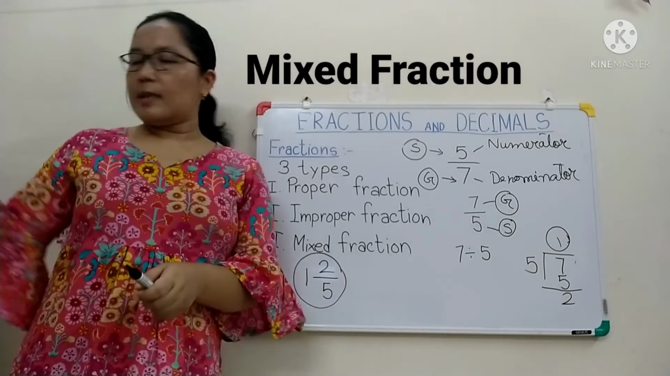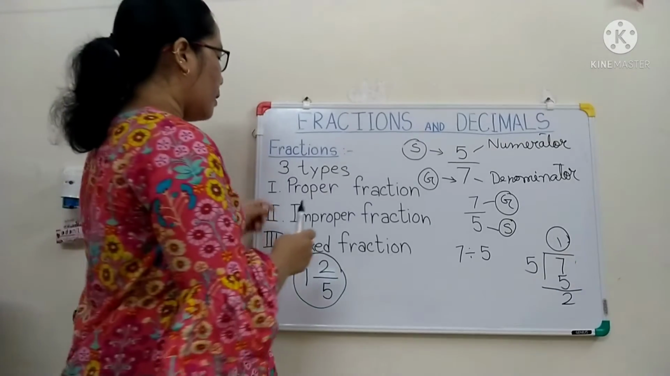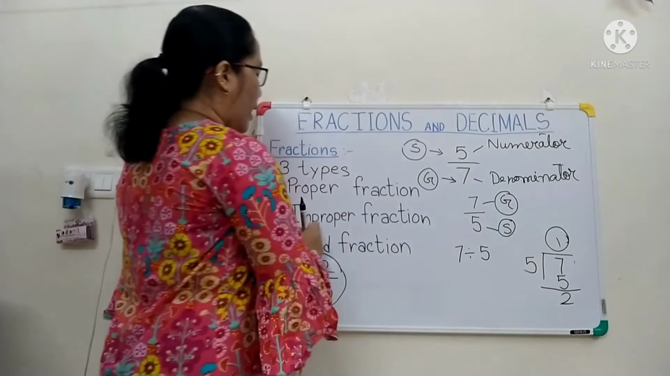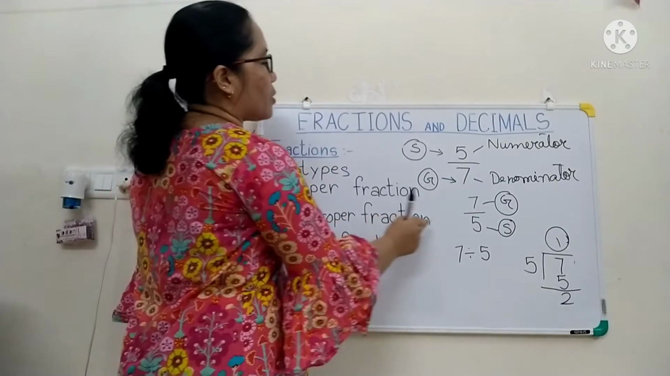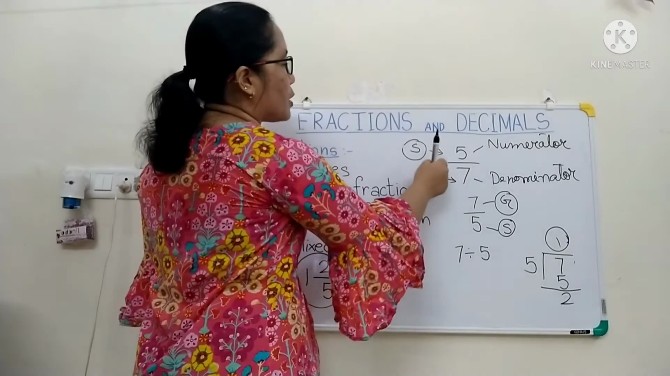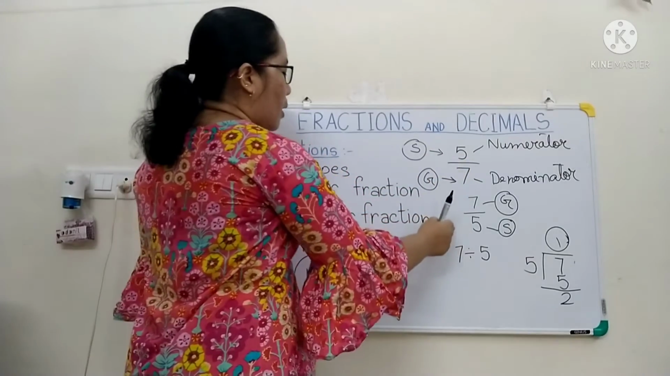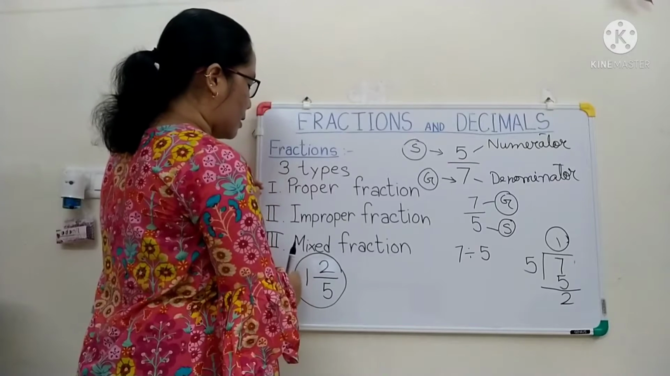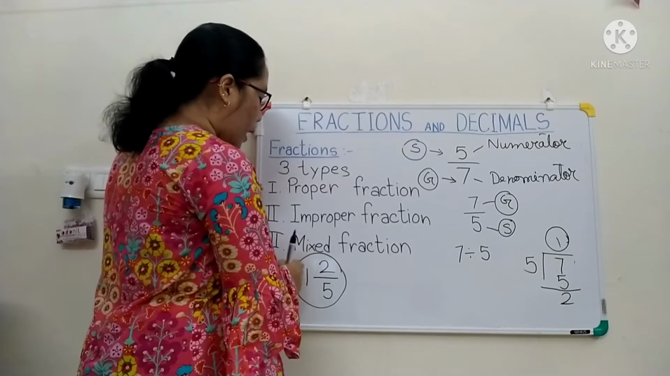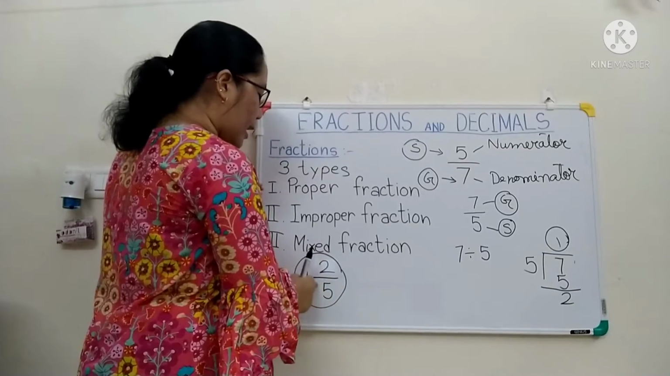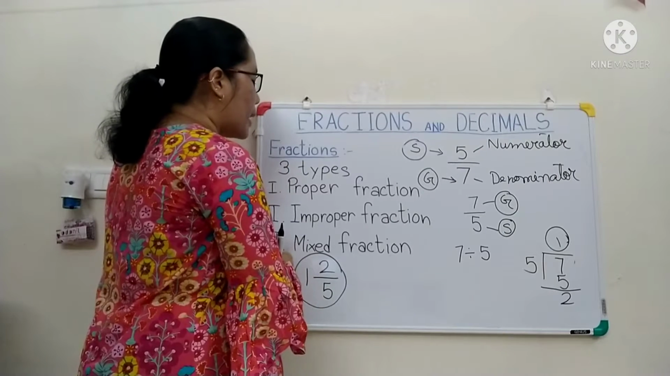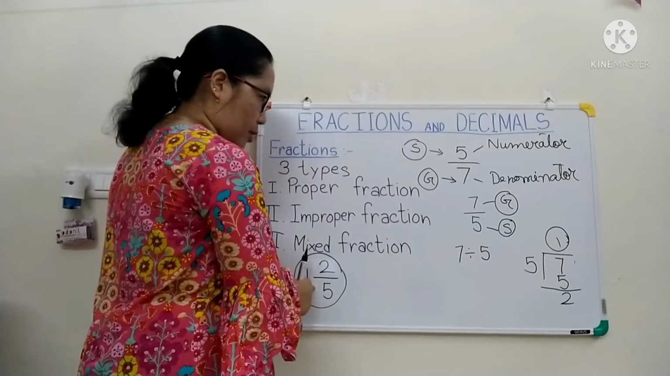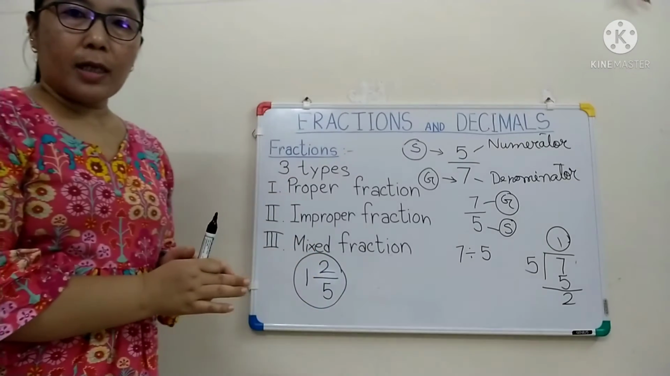fraction. Is it clear? So here the example of a proper fraction is 5 upon 7. The example of an improper fraction is 7 upon 5, just the opposite of this form. And by converting this improper fraction, we get this fraction, where one whole number is there with one fractional number. That is called a mixed fraction, because it is a combination of a whole number and a fraction number. Is it clear up to this?